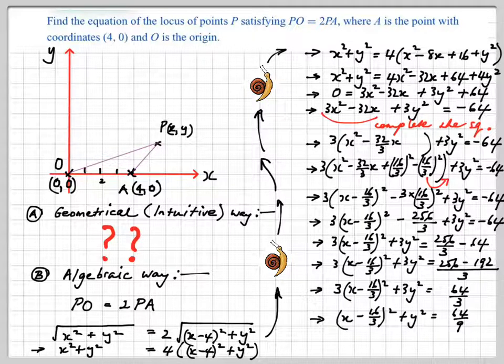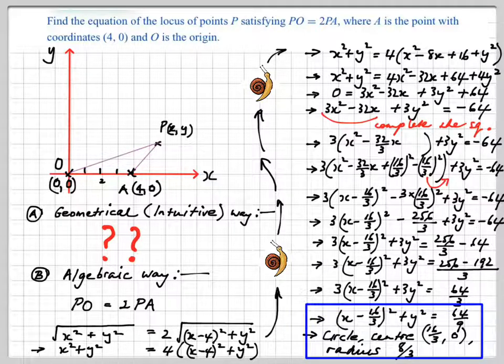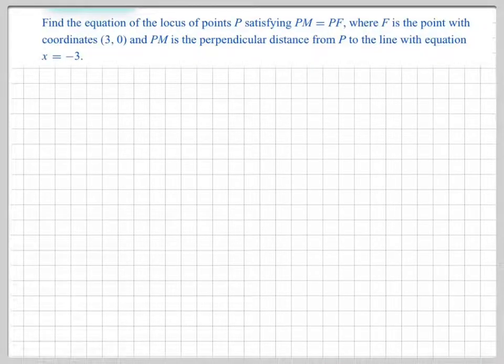Now, there, my friends, is a beautiful looking circle. It has a centre at 16 over 3 and 0 for the y, and its radius is 8 over 3. How sweet it is. But could you figure that out geometrically, the intuitive way? I don't think so. I can't. No way. So plan B came and rescued us, and we won the battle, didn't we? Beautiful. Okay, I think this is the last one.